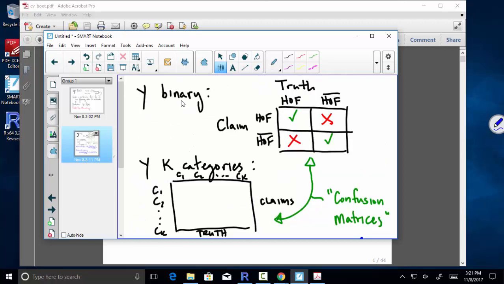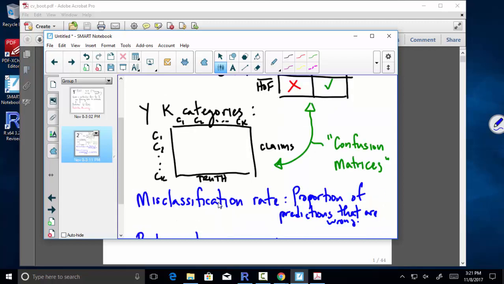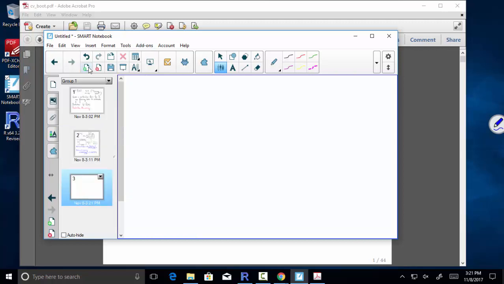When Y is categorical, we think in terms of confusion matrices. If Y is numeric, we don't have an accuracy rate. We don't have a misclassification because we're predicting a numeric variable. So every prediction is going to be off, almost surely. We're not going to be able to predict a continuous number perfectly. So misclassification rate is not the most appropriate error measure when Y is numeric.